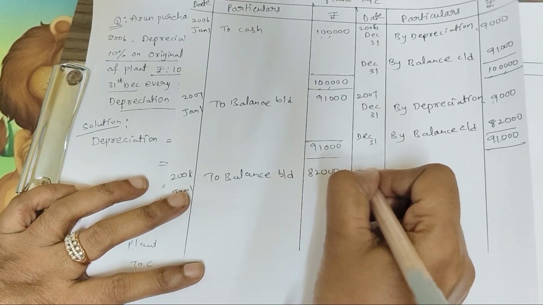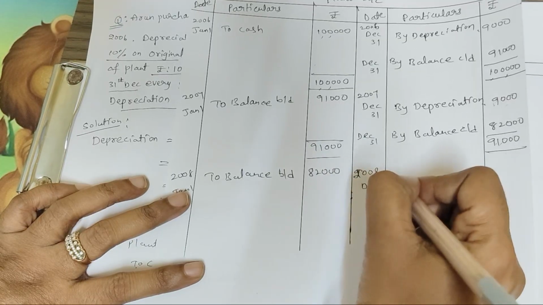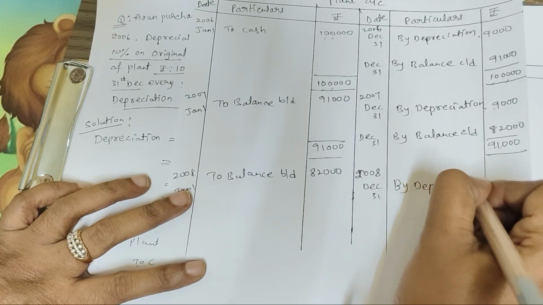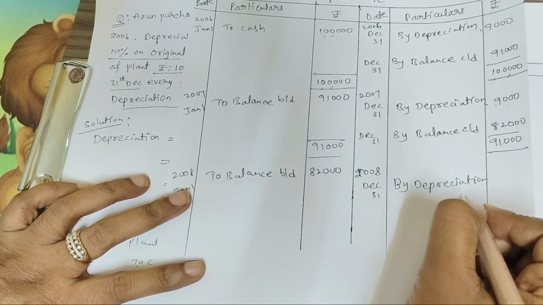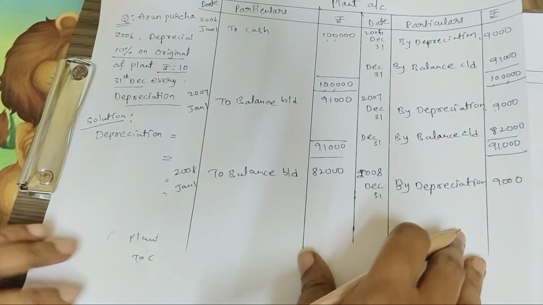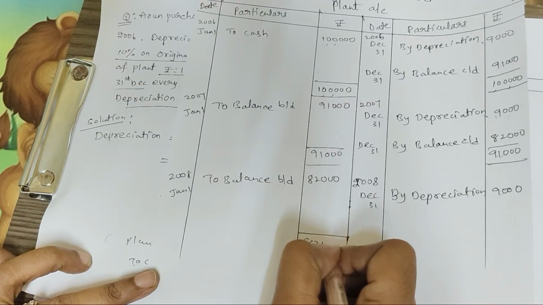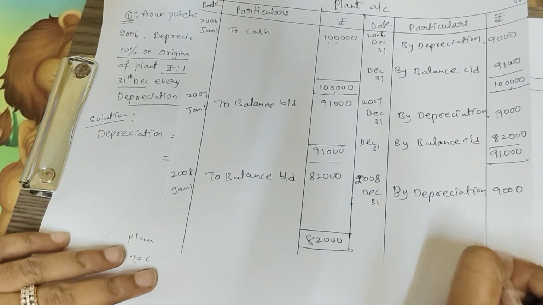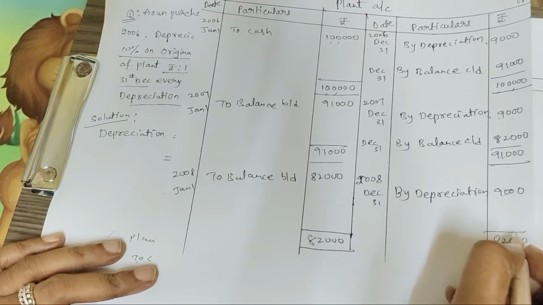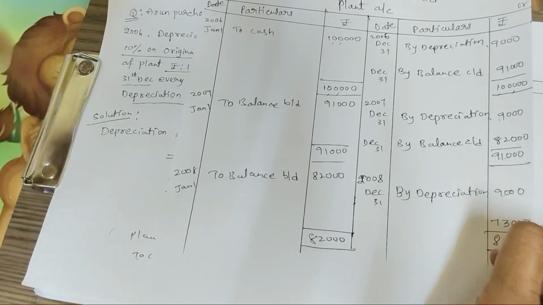Again we are providing depreciation for the year 2008, December 31st, by depreciation. What is the amount of depreciation? 9,000 because it is straight line method. If it is straight line method, amount will not change. Again do balance 82,000. 82,000 minus 9,000. How much now? After deducting 9,000, your amount will be 73,000.